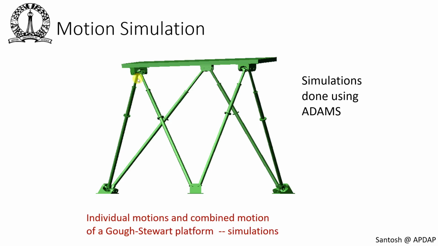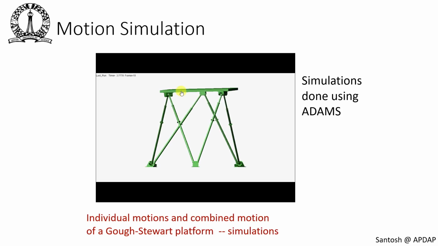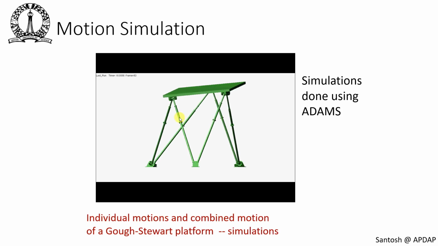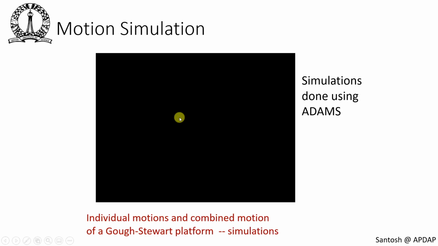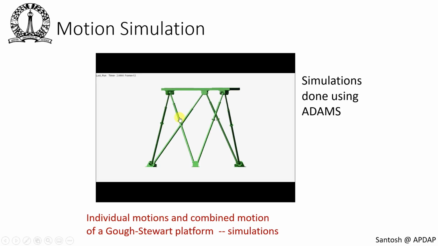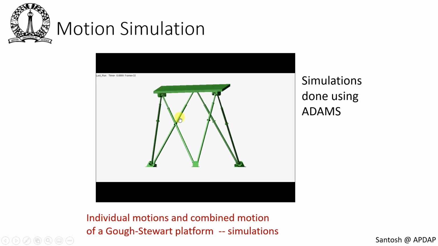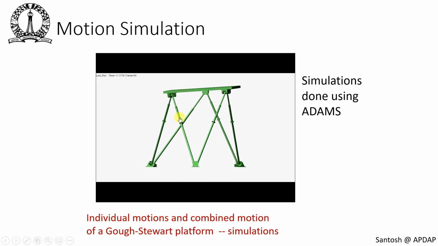Okay, so here is a video of a Stewart platform simulation which was done using the software called Adams. So as you can see that these leg lengths are changing, and because of the way you are changing the leg lengths, you can move the Stewart platform in various ways. So this is some kind of motion where some legs are being moved.